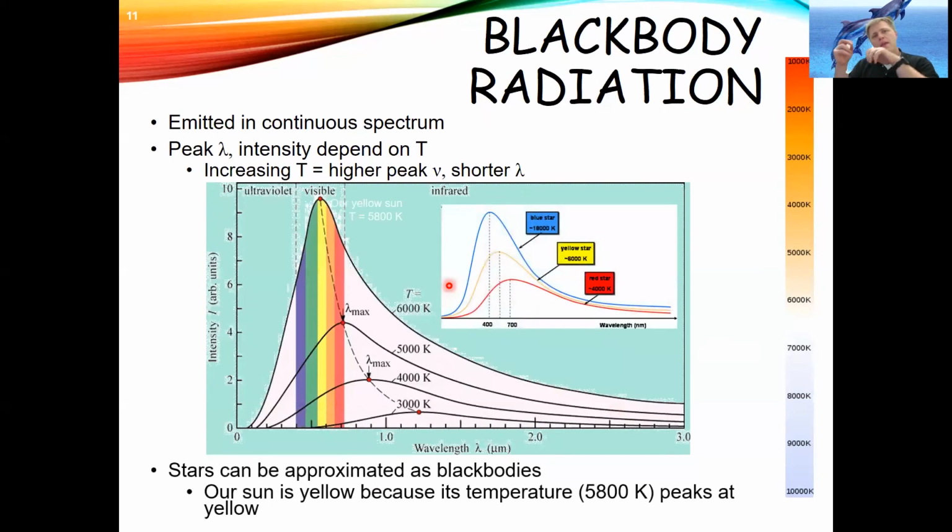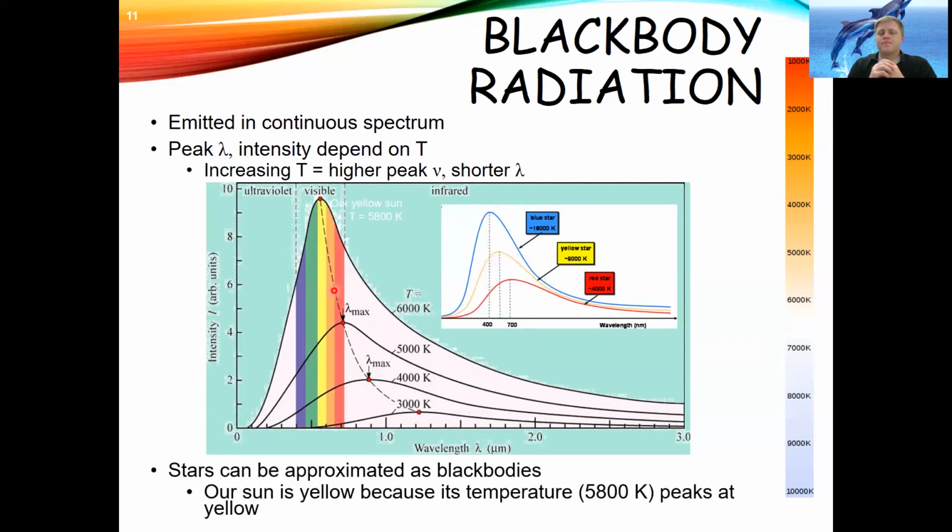So what I mean by that is our star is yellow because it's a black body made of hydrogen and helium and some other minor elements that's really hot. And when it's really hot, it has a peak wavelength that corresponds to yellow light. And so this is how astronomers can tell the temperature of different stars. You just look at their color. So red stars are actually colder than blue or green stars.